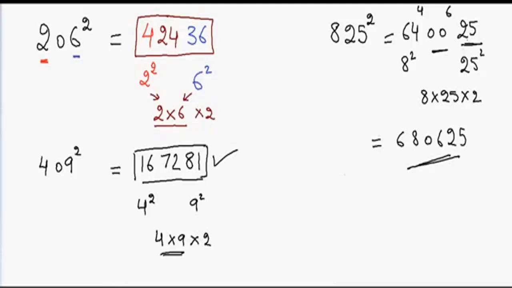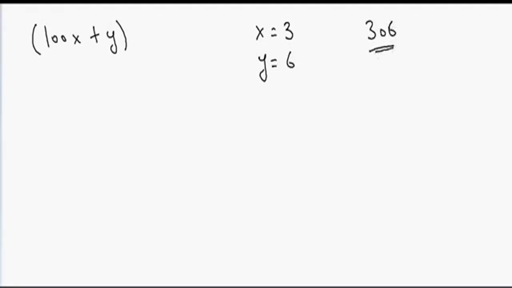Now how this trick works, let's look into it. Any three-digit number can be written in the following form: 100x plus y. So if x is equal to 3 and y is equal to 6, then it will be 306, right? Now if I need to square this number, it will be equal to 10,000 x square plus 200xy plus y square.